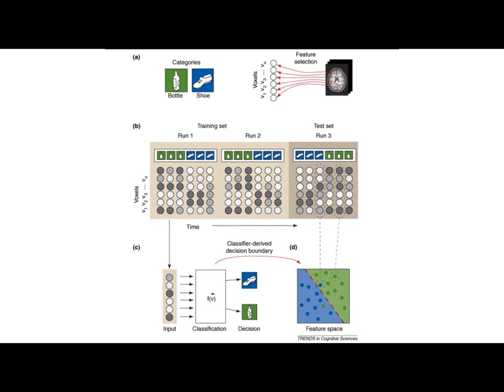And we can use that to give feedback. So say you're trying to train people to have activity that looks more like shoes or more like bottles. You can give them positive feedback whenever their brain activity looks more like shoes or more like bottles.